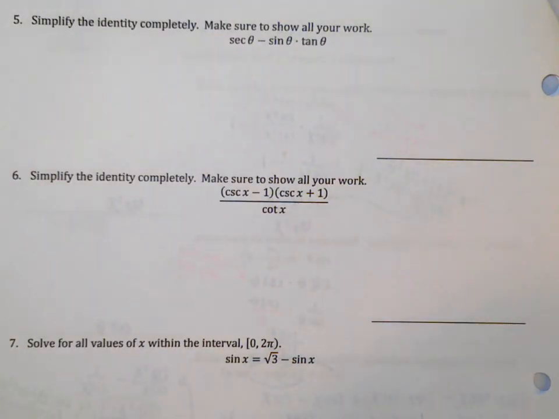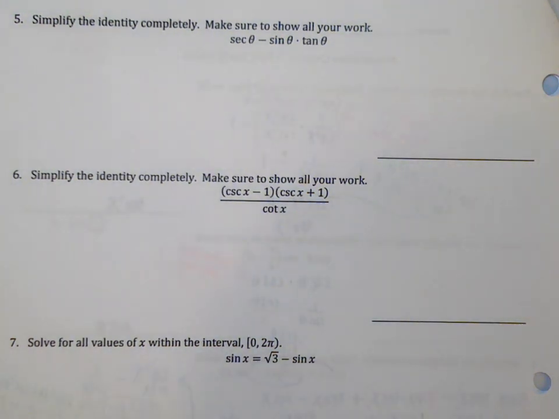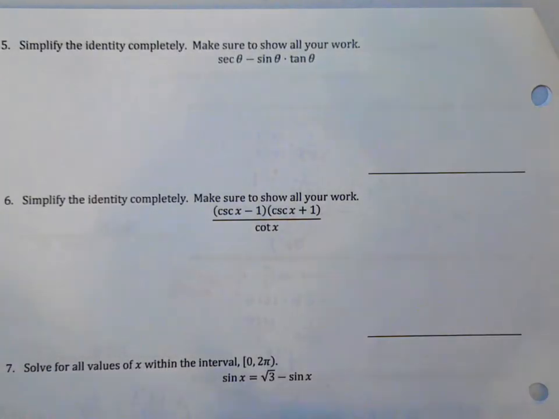Okay, let's continue on this fun, exciting identity path. We only have 5 and 6, and then no more identities, I think. I don't know, I haven't looked. Okay, so let's look here.